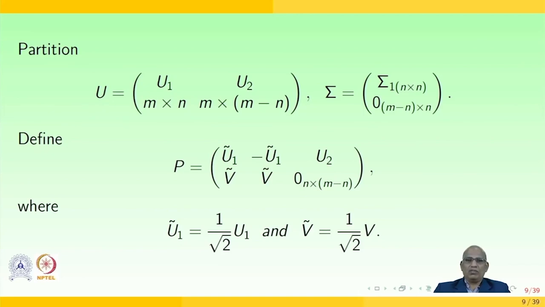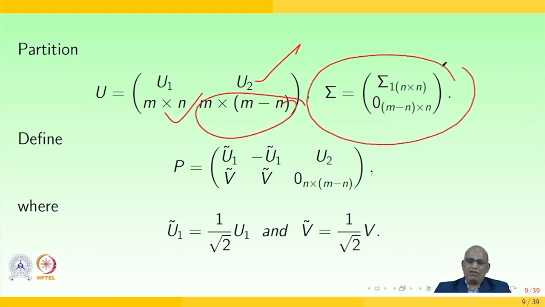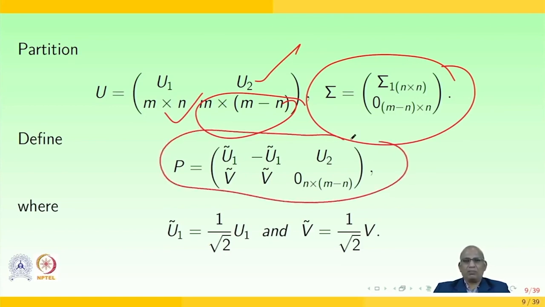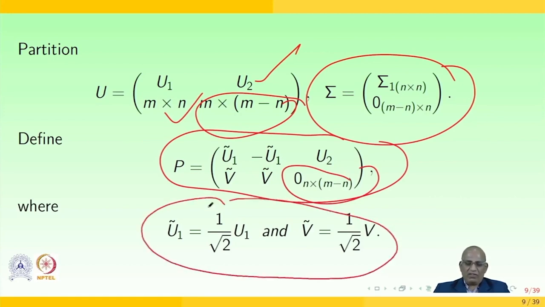Partition the matrix U as U1, which is m by n, and U2, which is m by m minus n, and sigma will be of this form: Sigma 1, which is n by n, and 0, which is m minus n by n. Let us define a matrix P, that is [U1 hat, minus U1 hat, U2; V hat, V hat, 0], where U1 hat is equal to 1 over square root of 2 times U1, and V hat is equal to 1 over square root of 2 times V.